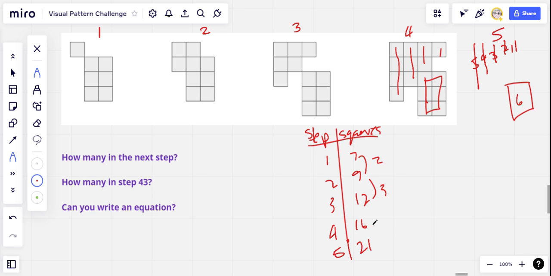12 minus 9 is 3. 16 minus 12 is 4. 21 minus 16 is 5. Aha. So it's not a constant here, so it's not linear. Let's take the difference of the differences, and we get 1 in the difference of the differences.